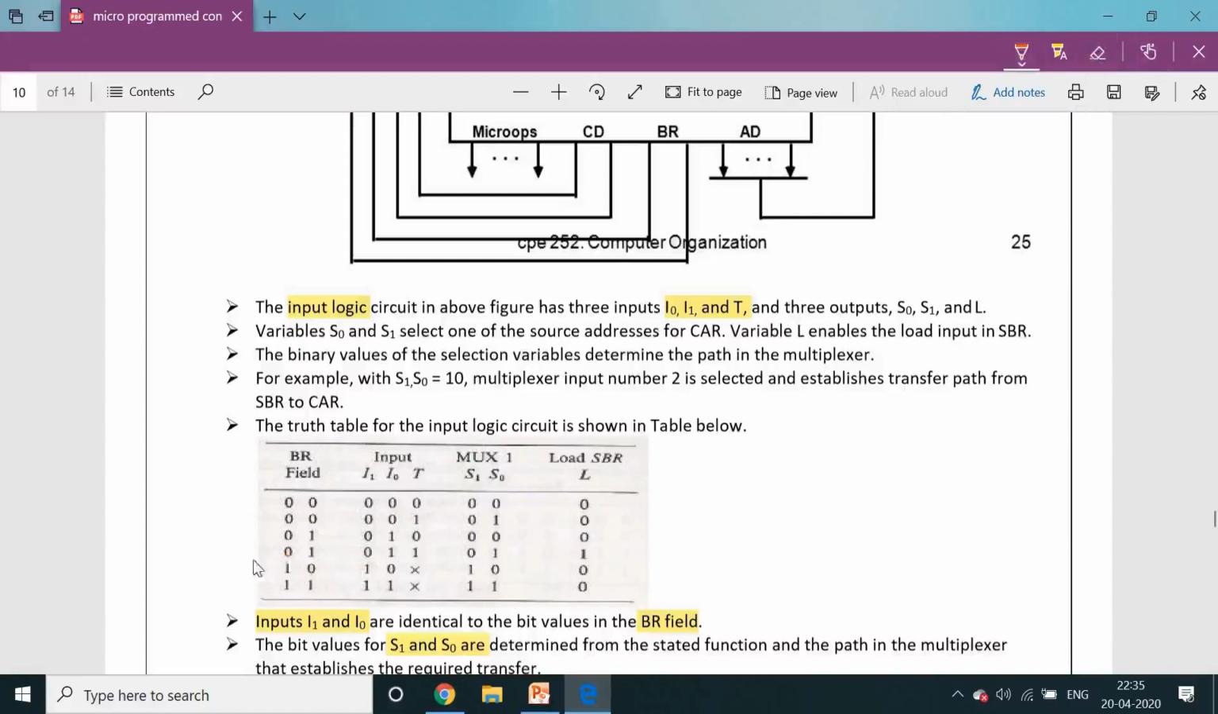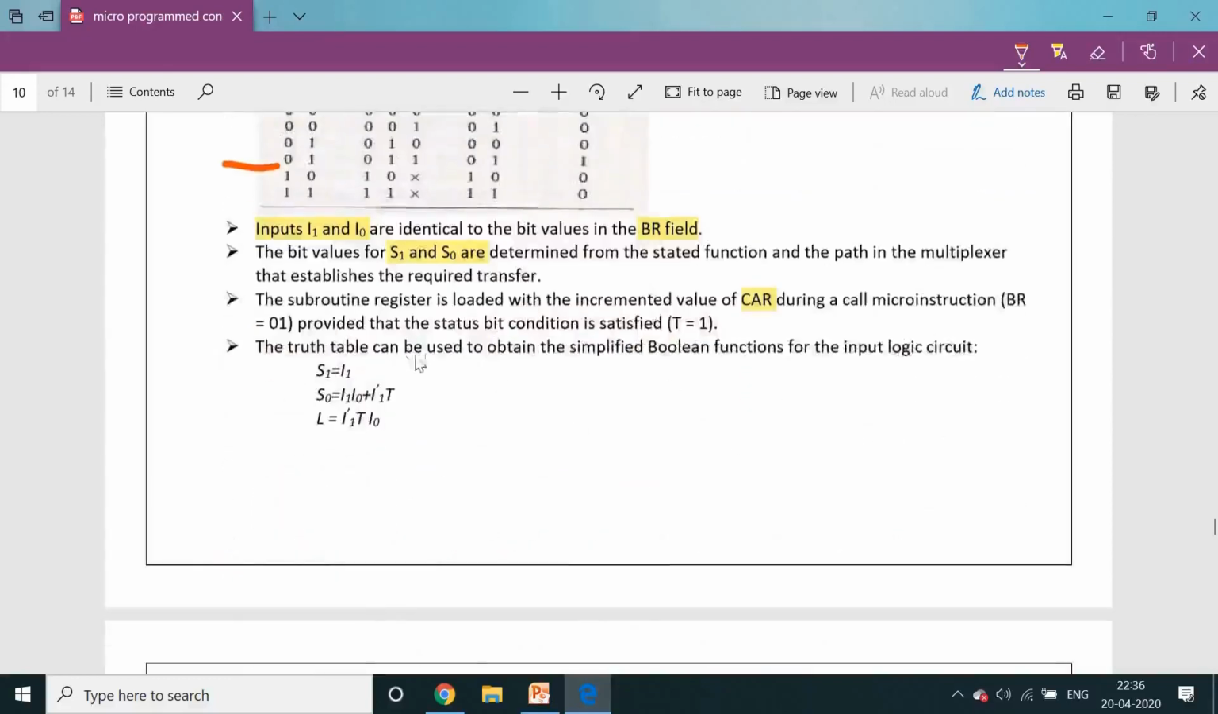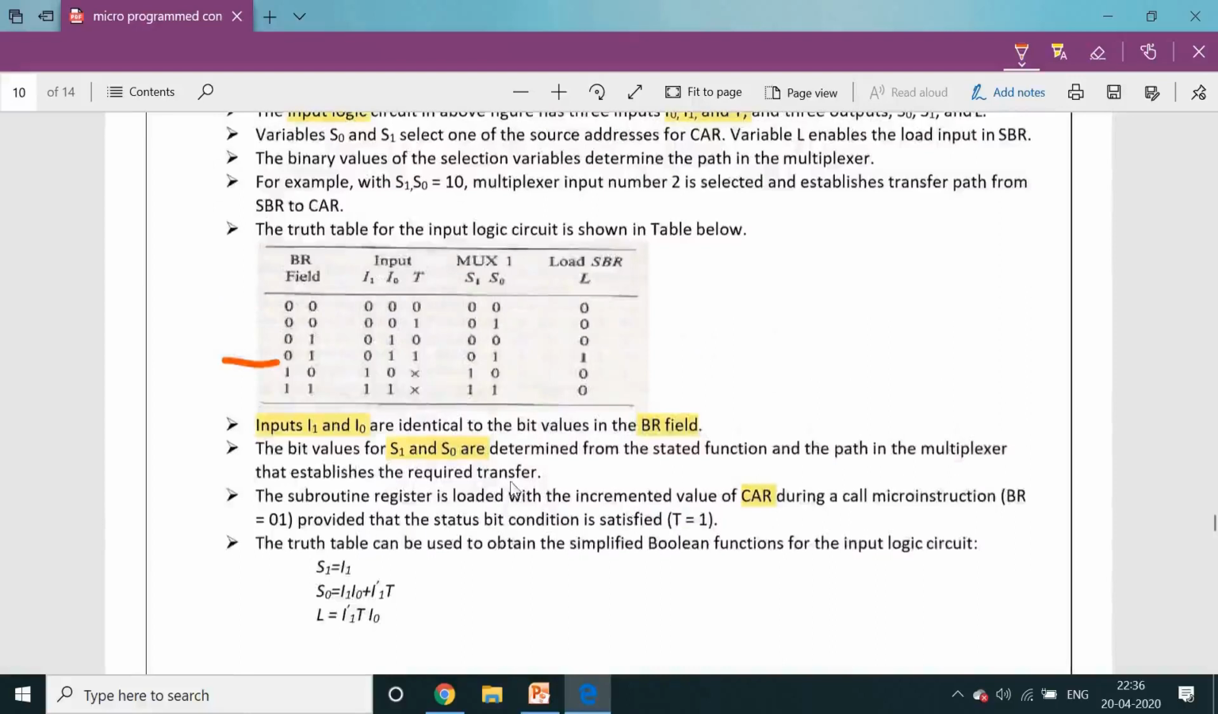Up to this one, this is a combination which represents the 0 1 0 1 pattern. With the help of this truth table, we can obtain the simplified Boolean functions. We have seen Karnaugh maps and Boolean simplification logic. With the help of those, we generate S1 with this expression, S0 with this expression, and L with this expression. Next, S1 equals I1, sorry, not L1, I1.